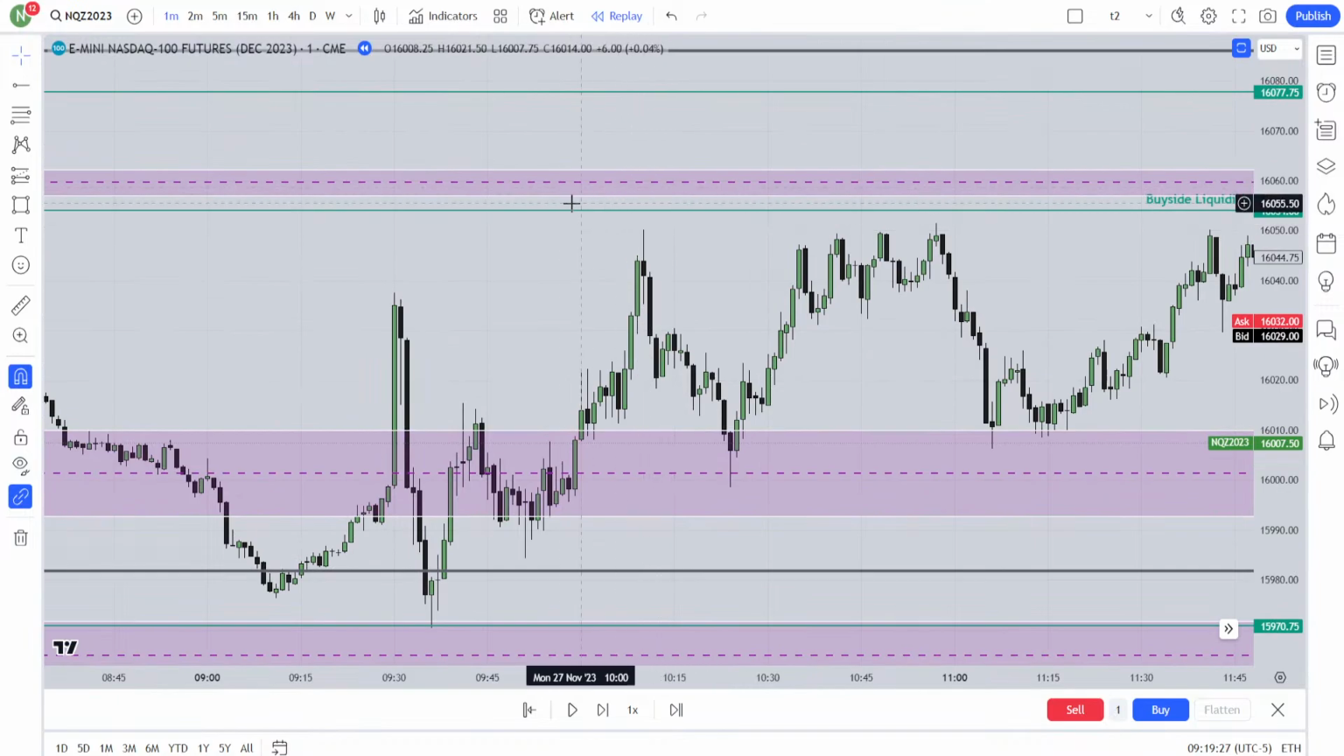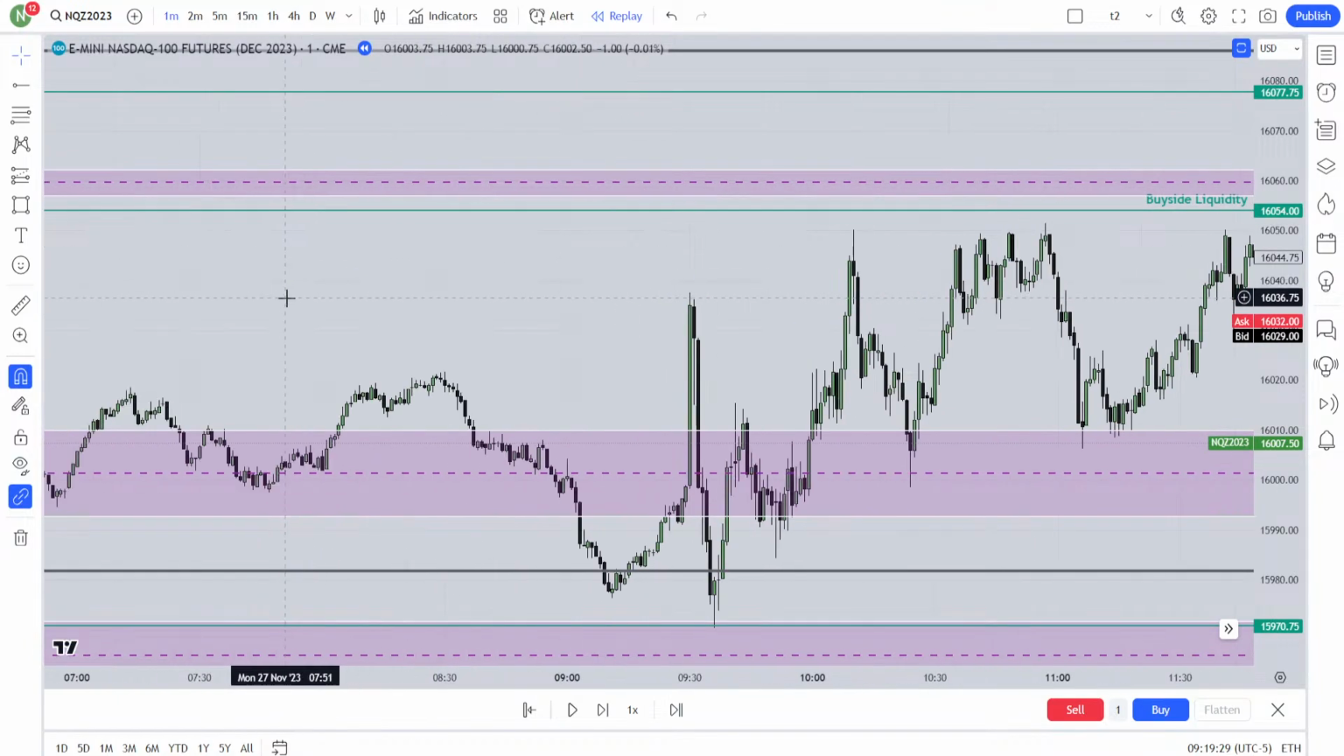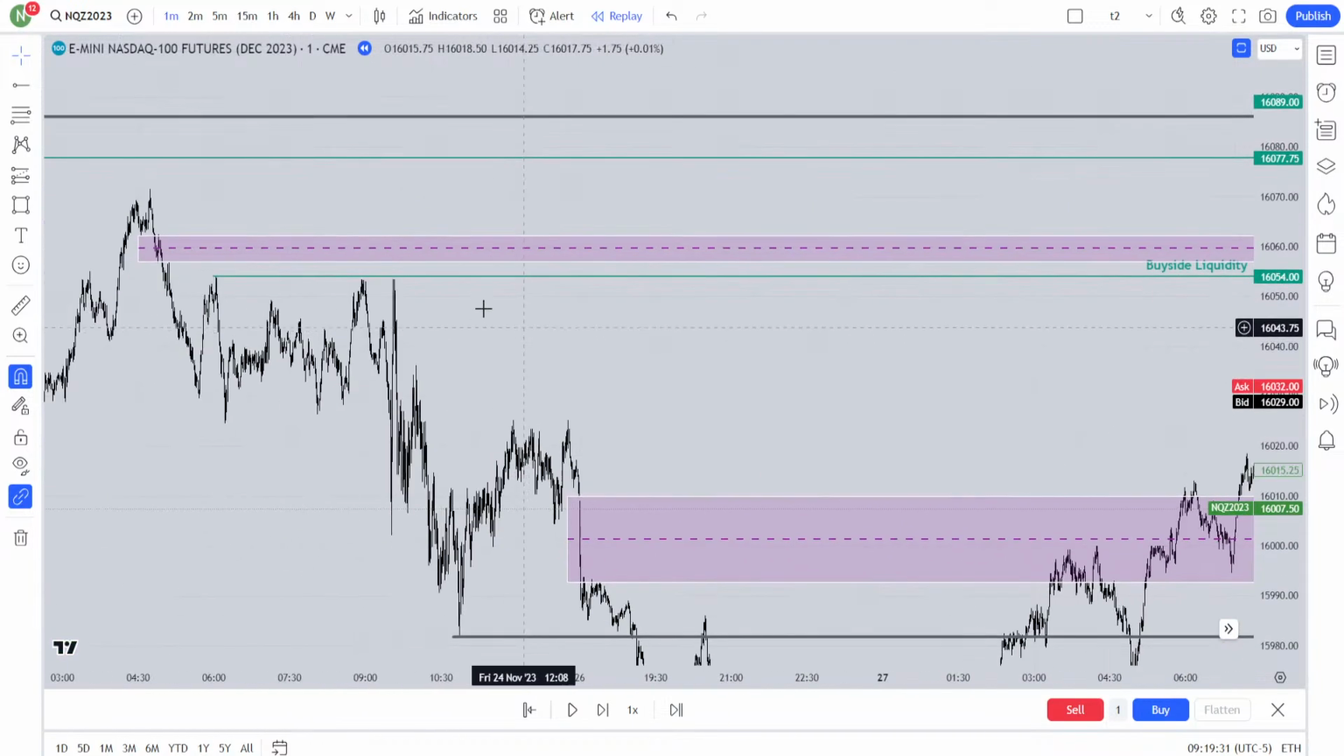What do we think? This is a very clean buy side liquidity from previous price action. From here, look at those highs. How clean they are.